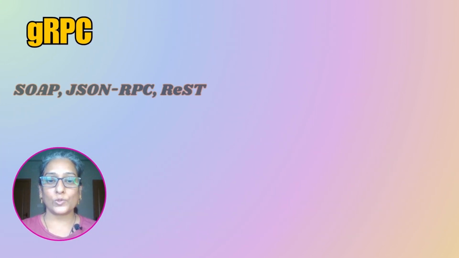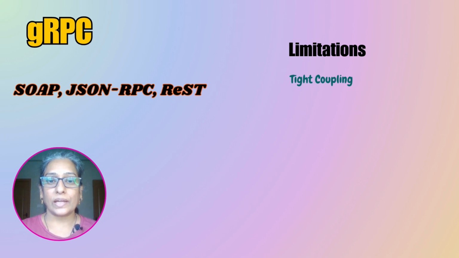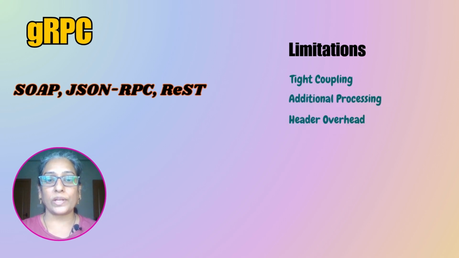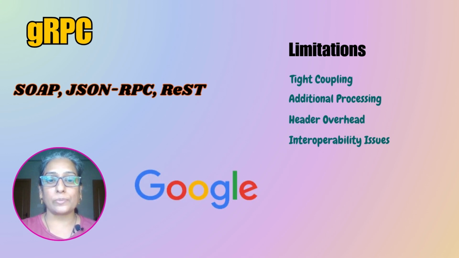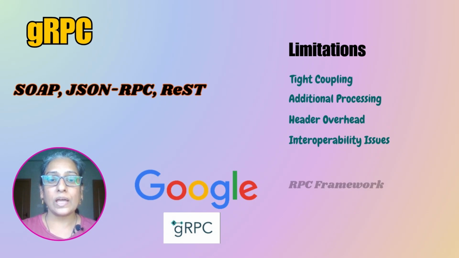Technologies like SOAP, JSON-based RPC, and REST have limitations such as tight coupling, additional processing, header overhead, interoperability issues, and so on. This led Google to develop gRPC, our third API development approach. gRPC is a high performance RPC framework that leverages HTTP2 multiplexing and protocol buffers.